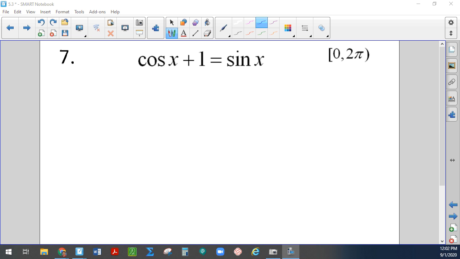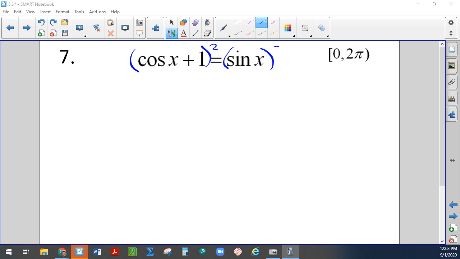Okay, when you have two different trig functions in a problem, one strategy is to try to rewrite that in some way so you have one trig function. So for example, I have cosine x and sine x, and I know that sine squared plus cosine squared equals 1, so I can use the Pythagorean identity to rewrite. So I'm actually going to square both sides.